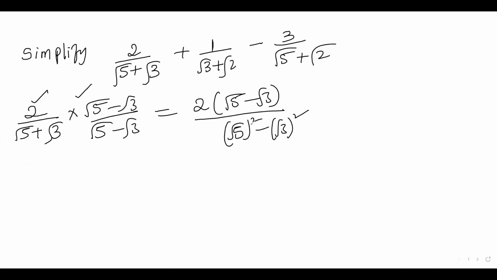Square and root will get cancelled. I am not going to multiply terms because there is chance of cancelling this 2. This 2 may get cancelled in the next step. So that's the reason I'm not multiplying. So 2 into root 5 minus root 3. After cancelling root, 5 minus 3 left over. What is 5 minus 3?